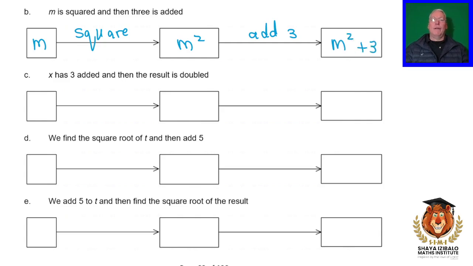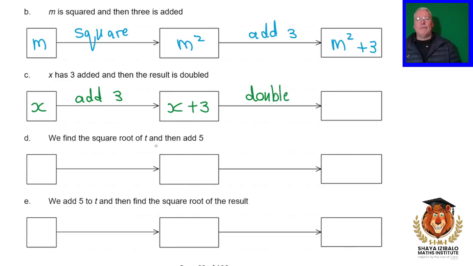Okay, the next one. X has 3 added. So this is going to be x plus 3. Now we're going to double. Okay, and we can do this in a couple of ways. We can go straight to the answer. If you double, we're going to double both pieces.